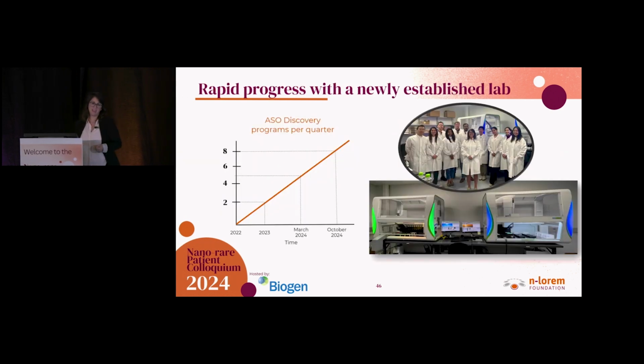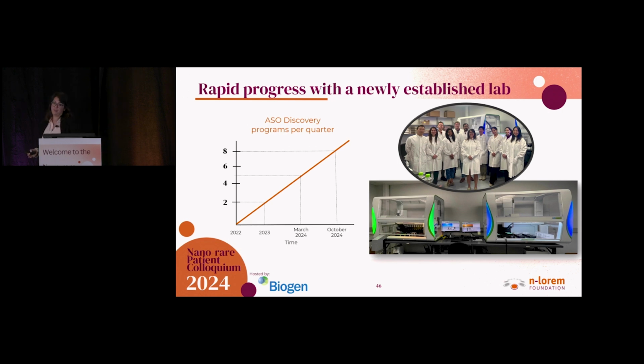how far we've come. We've essentially made very rapid progress with a newly established lab with all of the people that I showed you before. And here on this diagram, you can see how many discovery programs are going through our lab, that our scientists do, every quarter. We started in the n-Lorem lab at 0 in 2022 because what we had was actually the portion at Ionis. And you can see this very sharp increase, where we right now have more than 8 programs per quarter, and we are continuously increasing. I mean, this is just the beginning. The sky is the limit.